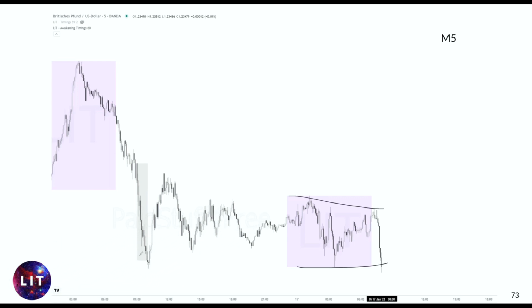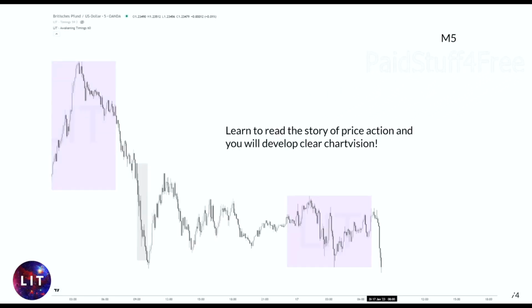That's why I always recommend you to close these trades and wait for the next day and wait for more clean price action. But to go into even more detail, learn to read the story of price action and you will develop clear chart vision. What do we mean by that? Even if you see this day coming from this price action, you should be able to read the story. What does the price action and market behavior literally try to tell you? You literally can read it like a book if you understand price action the right way. So let me explain what I mean by that.